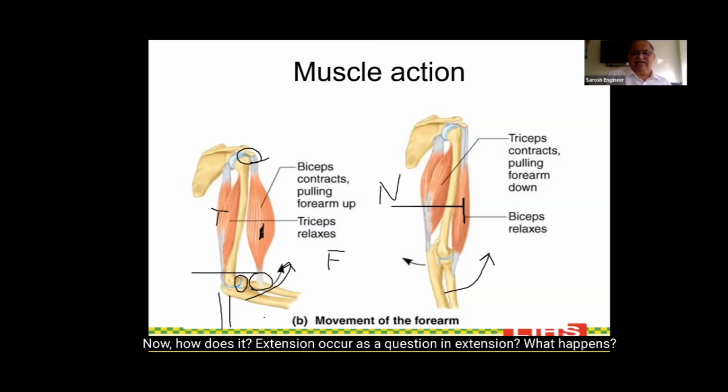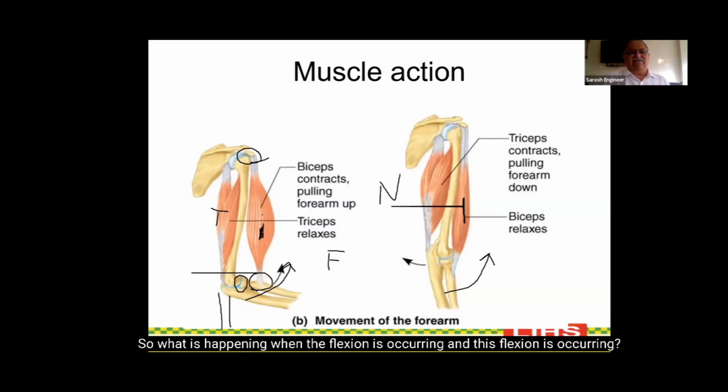Now, how does extension occur is the question. In extension, what happens? We want to know. Now, in extension, the triceps muscle cannot become longer. So what is happening when the flexion is occurring?